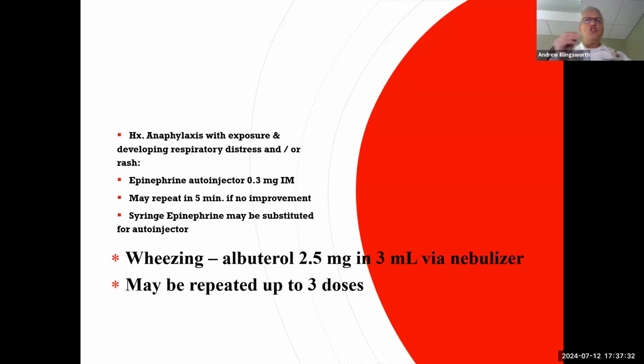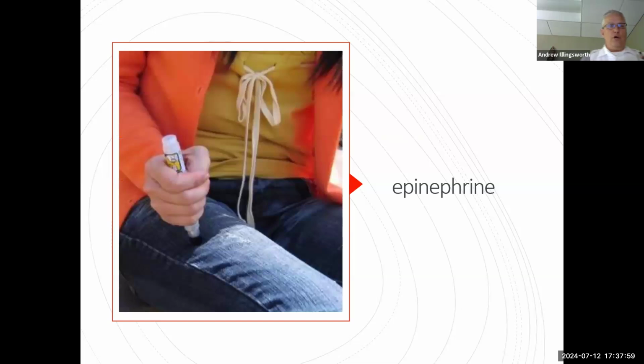So if your patient is wheezing, we're going to give albuterol 2.5 milligrams and 3 mLs via nebulizer. And we can repeat this three times. So remember, when we are giving this is very similar to what we would give for asthma, but epinephrine comes first. Epinephrine comes first. Epi can also be used for asthma with a physician's order if you're going to be doing that. All right, so we're going to give epinephrine.